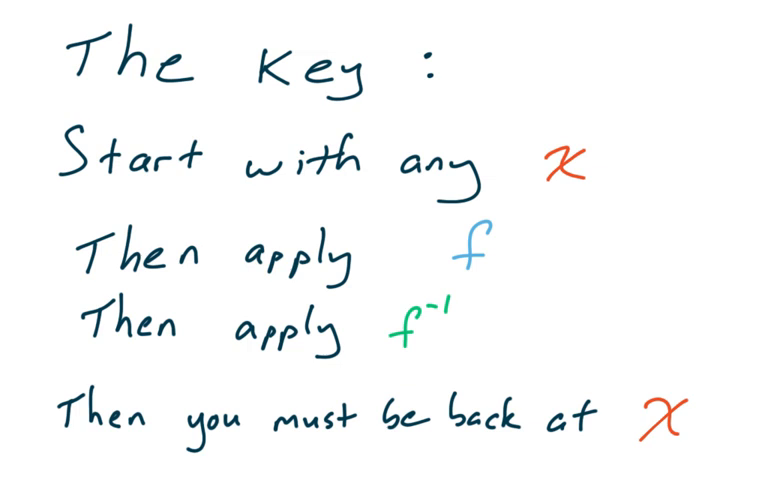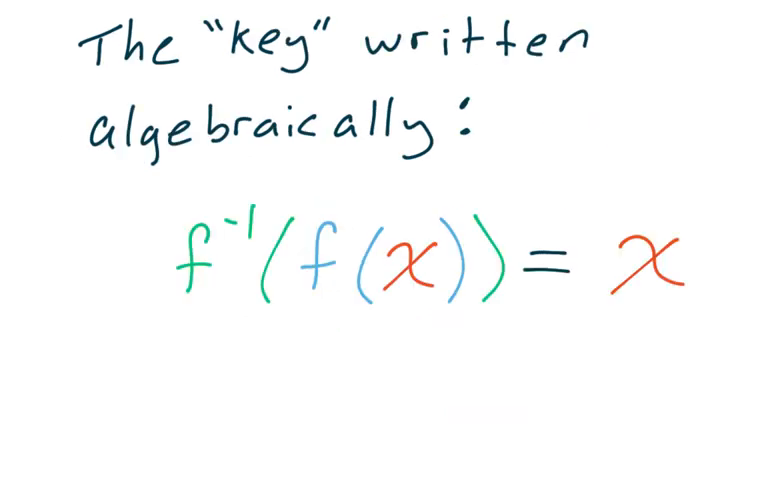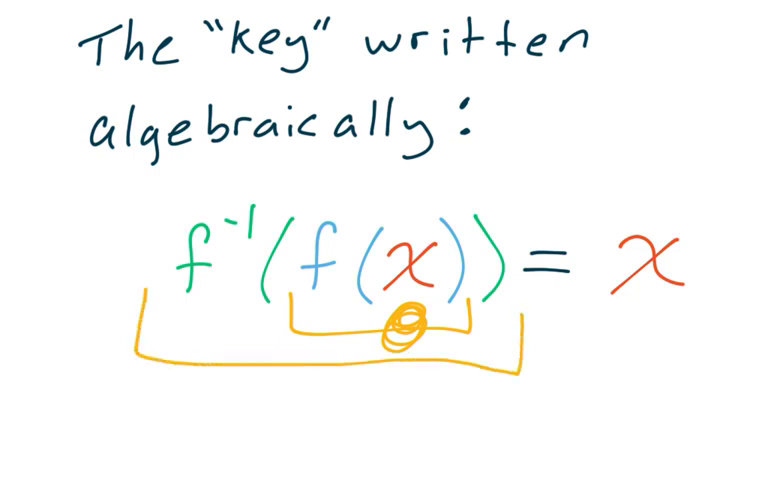Here is the key to what it means for a function to be an inverse. Start with any input x. Then we apply f, then we apply f inverse, and if you do that, you've got to end up back where you started, with x. Here is the key written algebraically. Start with an x, then you apply f, and you take the output of f and plug that into f inverse. If you do that, you have to end up where you started, with x.